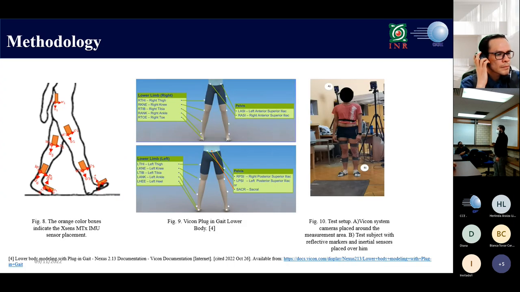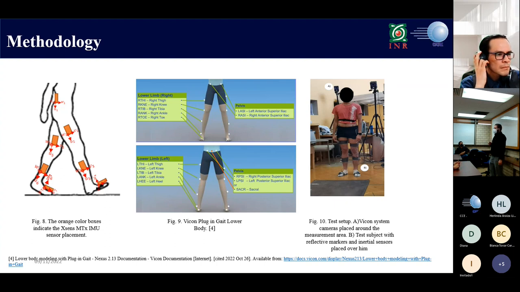So we have tested our system. We have a little bit more subjects, but I'm going to present the results from one subject. In this case, we have positioned our measurement units. We have 7 measurement units. One is our reference, and we have 2 sensors in the thighs, 2 sensors in the legs, and 2 sensors in the feet, so we can keep track of the heel, the knee, and the hip.